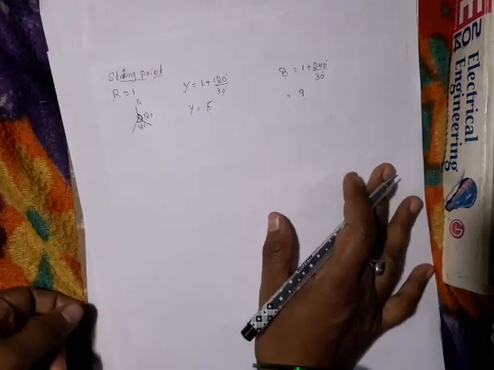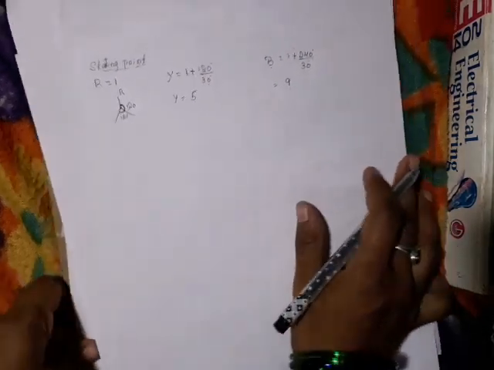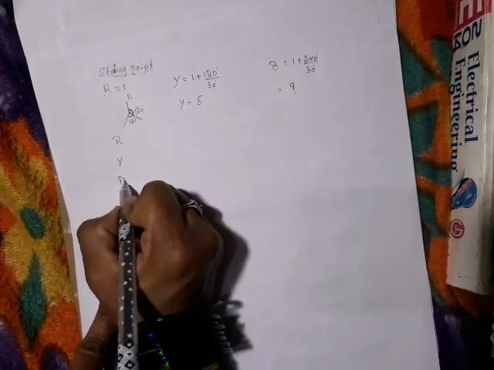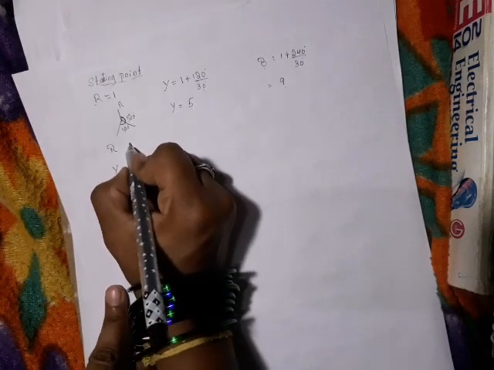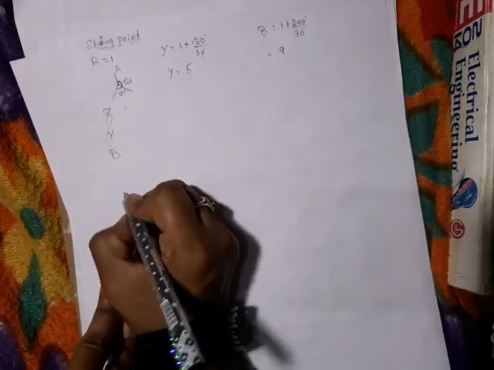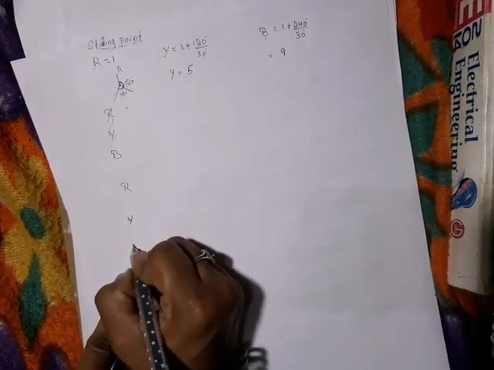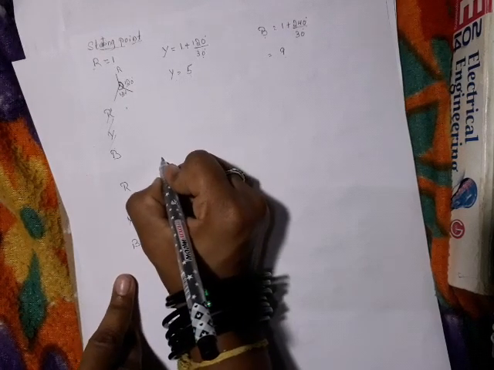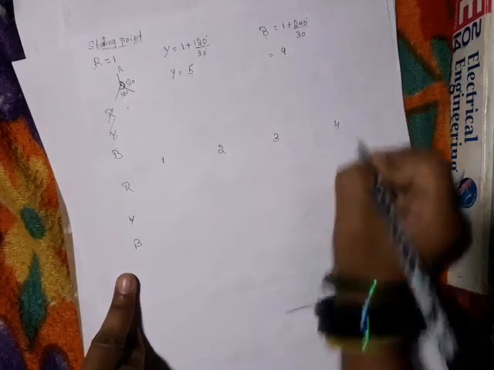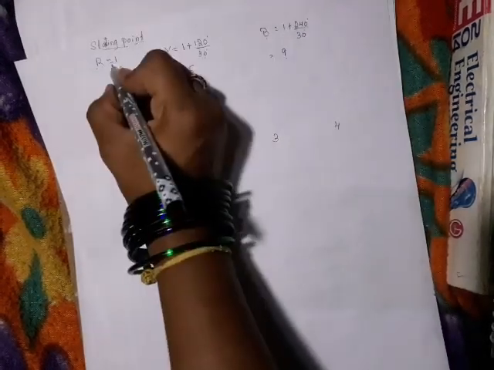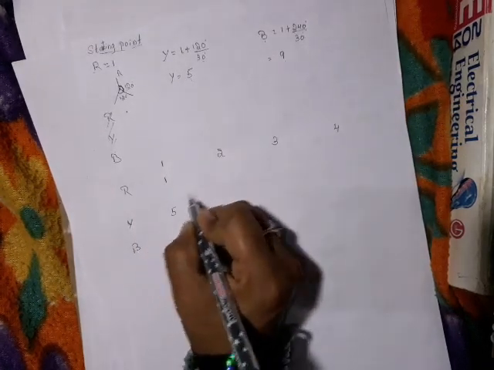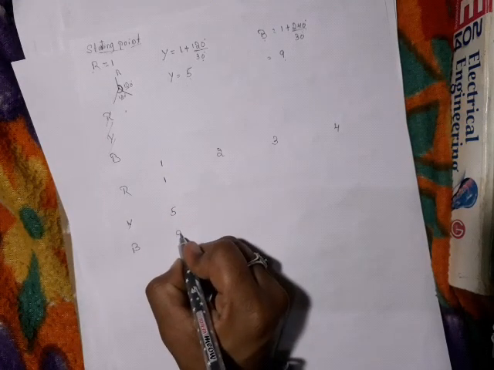Then we need to write the winding table. To write the winding table, first we write all 3 phases, R, Y, B. I'll write it again here. How many poles do we have? 4 poles: first pole, second pole, third pole, fourth pole. R starts with coil number 1, Y starts with coil number 5, B starts with coil number 9.